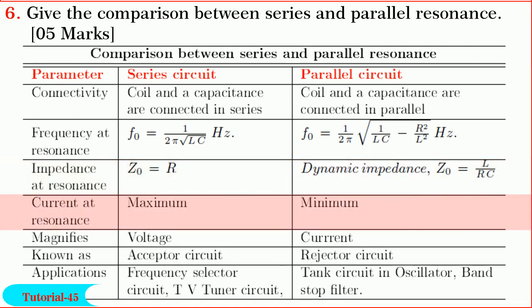Current at resonance in a series circuit is maximum, whereas in parallel circuit it is minimum. Series circuit will magnify voltage, whereas parallel circuit will magnify current. Series circuit is known as acceptor circuit, whereas parallel circuit is known as rejector circuit. Finally, series circuit is used as frequency selector circuit and TV tuner circuit, whereas parallel circuit is used as a tank circuit in oscillator and also as band stop filter.